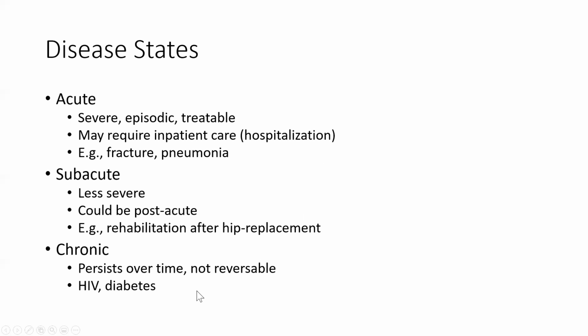And then chronic. This is a disease that you have that persists over time. It's not reversible. It cannot be cured. Examples would be type 1 diabetes. There is no cure right now for type 1 diabetes. Maybe in your lifetime there will be, but right now there isn't. That is a chronic condition. Asthma is a chronic condition. HIV used to be a death sentence. Now people who get HIV can live decades.